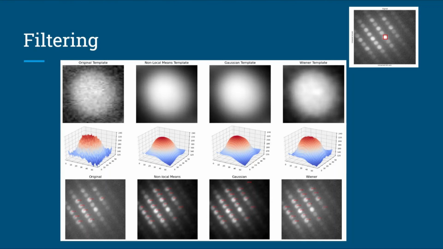The first row of images are all taken from the area identified in the diffraction pattern to the top right. The leftmost column shows the area originally, and the rest of the columns show the same area after each filter is applied. The second row of images are a 3D representation of the images in the first row. Finally, the last row shows the diffraction spots recognized after each of the filters is applied to the same diffraction pattern. As clearly seen, the use of filters improves the number of spots identified.